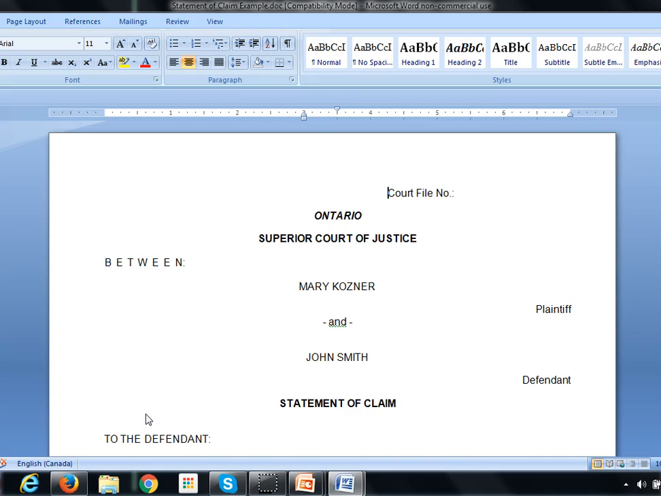And I picked a very, very simple, very basic example of a statement of claim, so at least you can understand the concept. The statement of claim could be very lengthy, very complex, depending upon the nature of legal and factual issues that it deals with, but we're dealing with a very simple matter so that you can at least understand the concept.